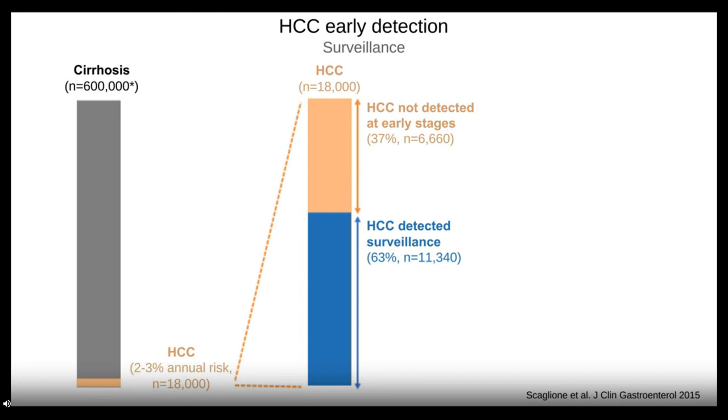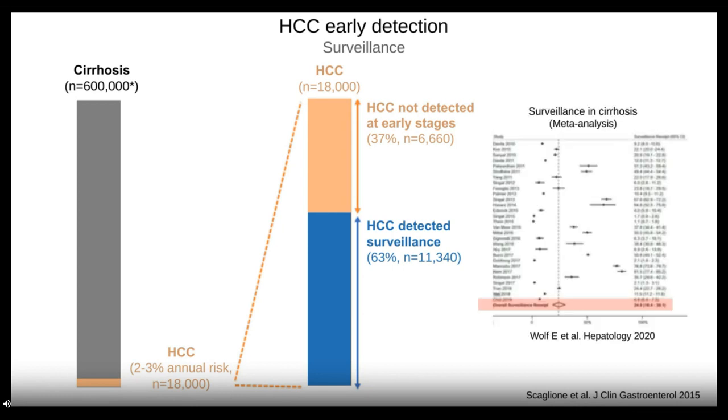Well, this is kind of the ideal scenario, but there's something else that needs to be computed here, and that's the proportion of patients with cirrhosis that are actually enrolled in a surveillance program. And that is very low. Recent estimates propose that only 25% of the patients that should be on surveillance are actually on surveillance.